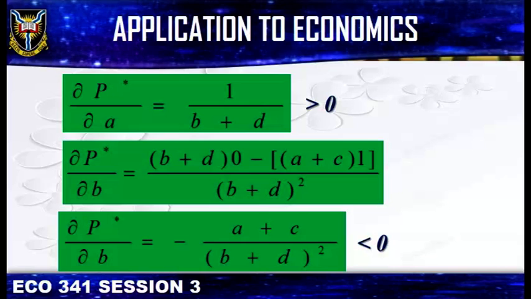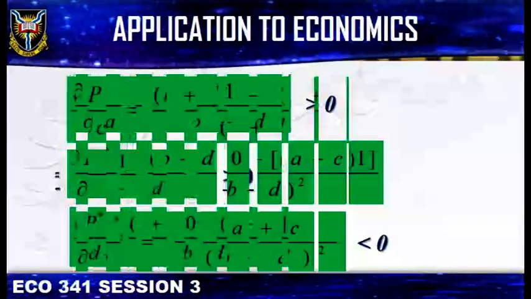∂P*/∂b = [(b + d)·0 − (a + c)·1]/(b + d)². ∂P*/∂b = −(a + c)/(b + d)² < 0.